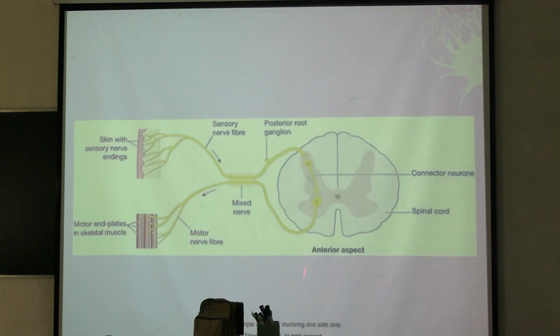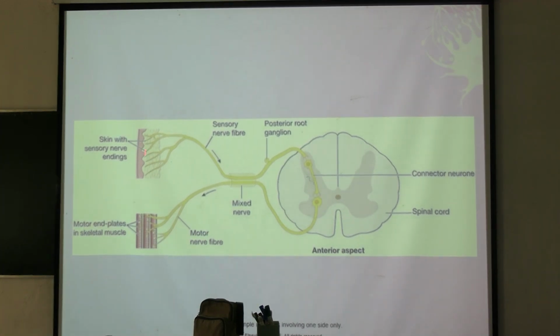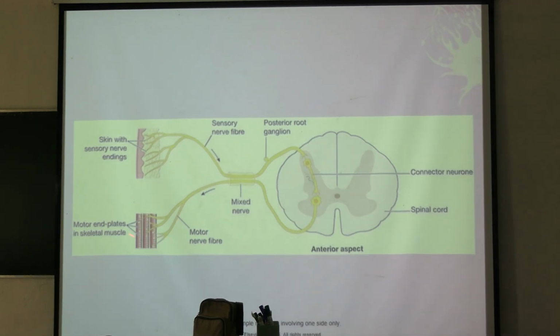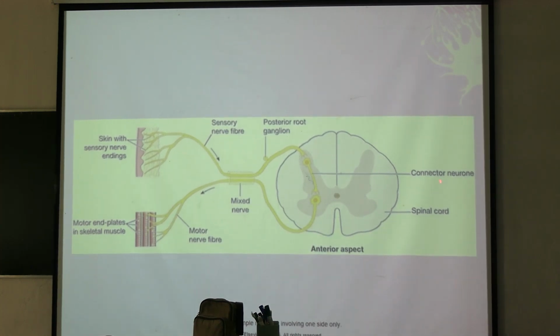Now see a simple reflex arc involving one side only. These are very important in your histology and also anatomy. The skin with the sensory nerve endings, sensory nerves, posterior root ganglion, and connector neurons, spinal cord, mixed nerve here, and the motor nerve fibers, motor end plates in skeletal muscles. Anterior aspect, you can see the connector neuron and the spinal cord.